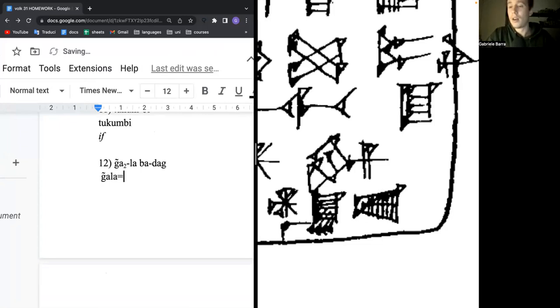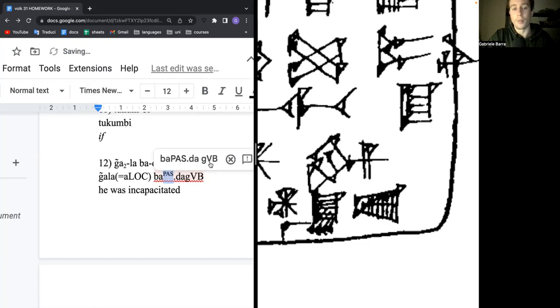So gala, I take it, would probably not be the direct object, because otherwise the verb would become a crazy construction of what it means. It would have an accusative marker. So it's probably in the locative. So we have ba, and then dag. I'm just going to mark this passive here. He was incapacitated. This is how I would explain it.